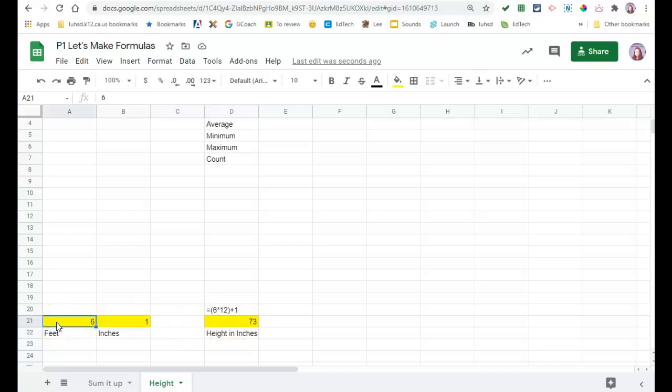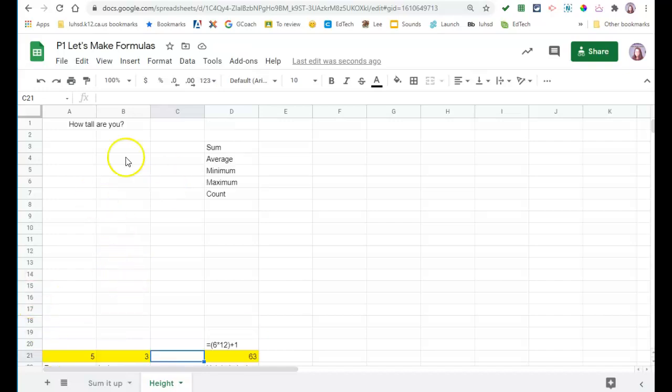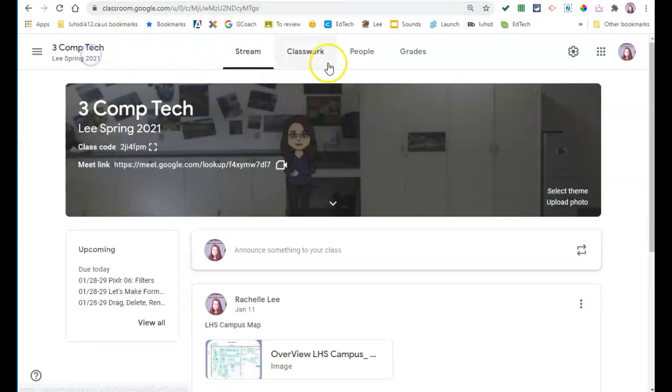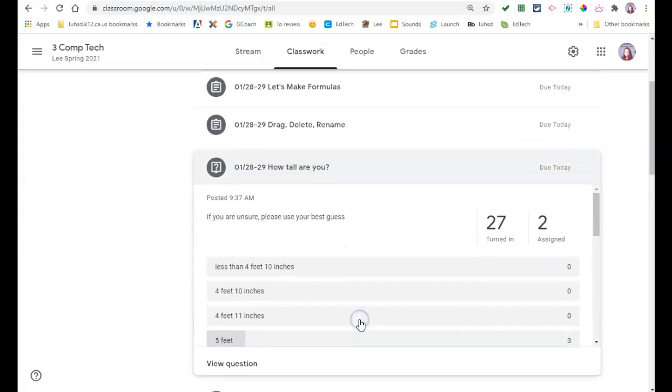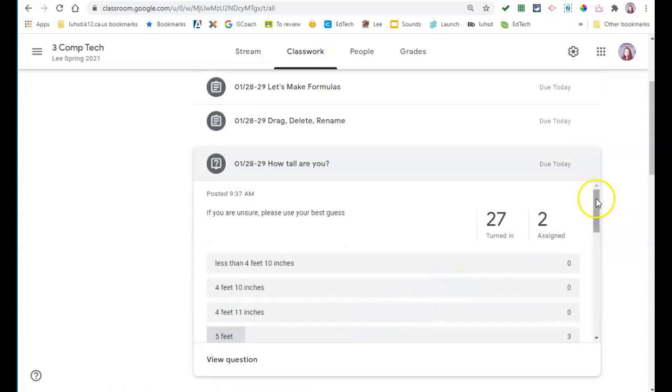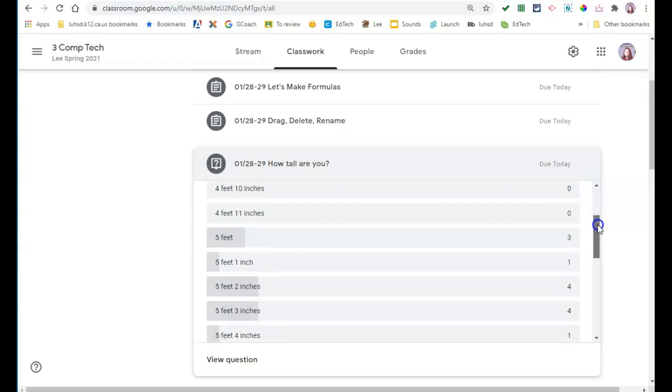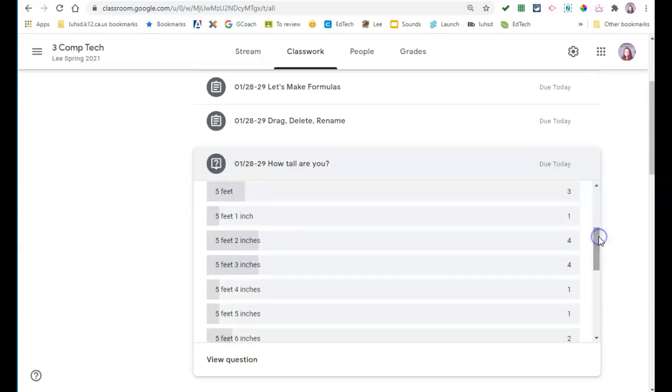Okay. What if the person's only 5'7"? That's how many inches they are. What if the person's only 5'3"? That's how many inches they are. The rest of this spreadsheet is kind of empty right now. So we're going to get the information from Google Classroom. In Google Classroom, you were asked earlier in the period, how tall are you? So we're going to take this information that your classmates gave us, and we're going to chart it.